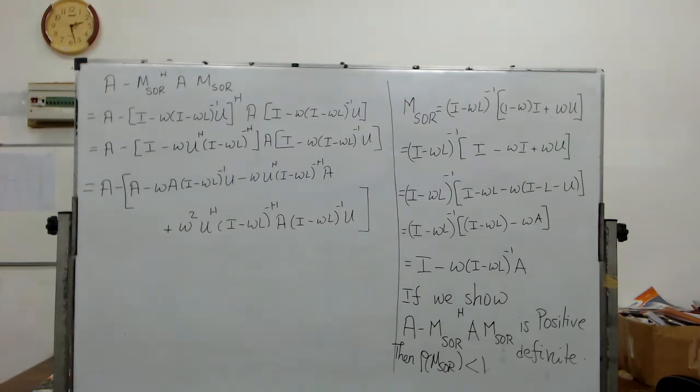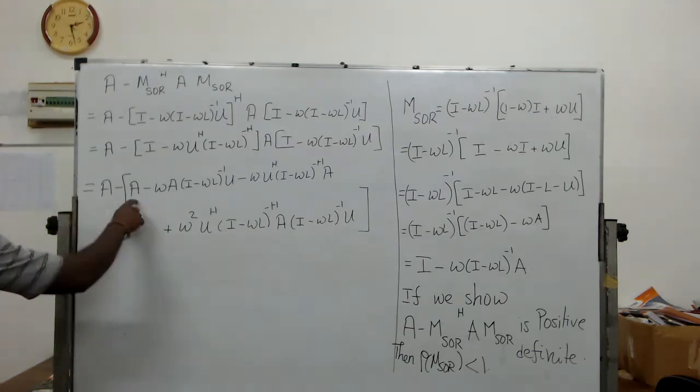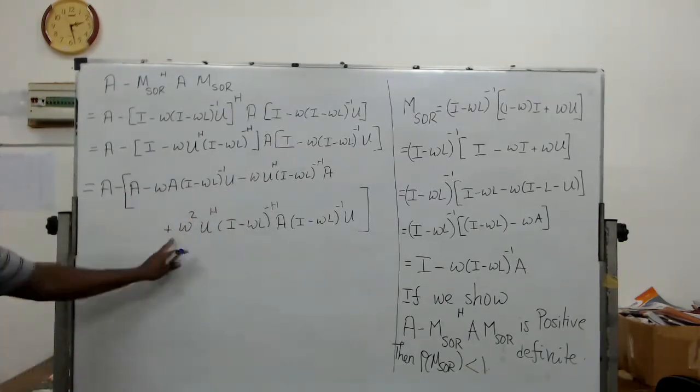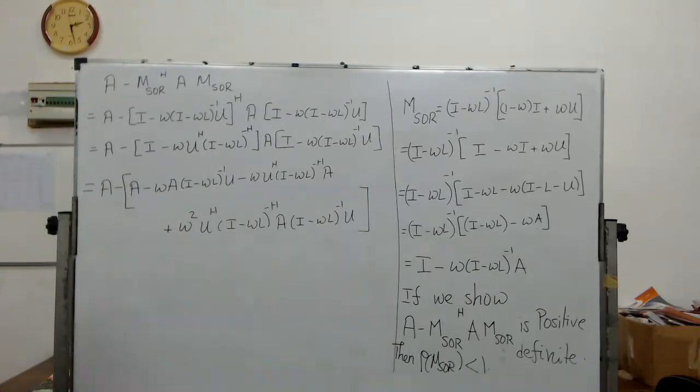Then when you simplify, A cancels out, a minus becomes plus, and this becomes minus. That part you can write. So now what you are going to do is factor out (I minus omega L) inverse Hermitian from the front, and (I minus omega L) inverse on the back.